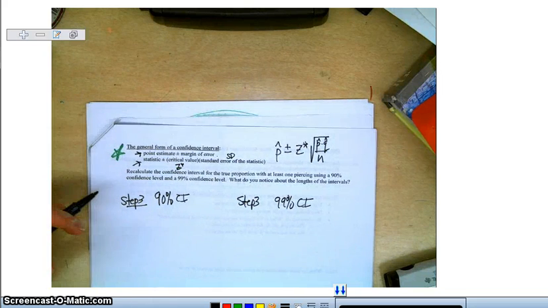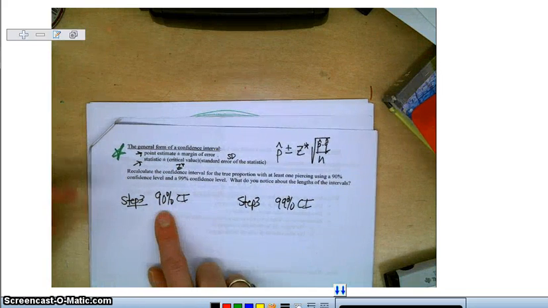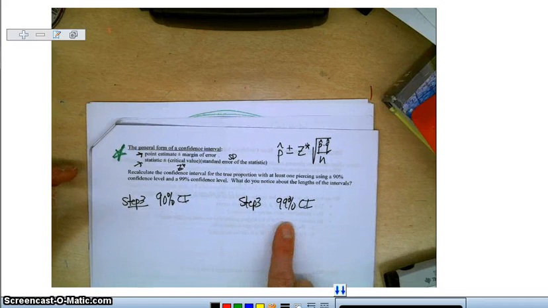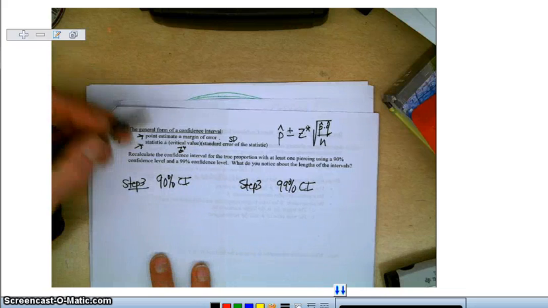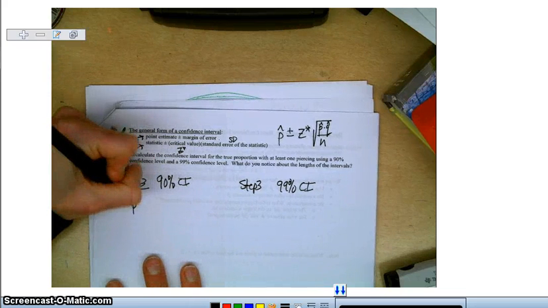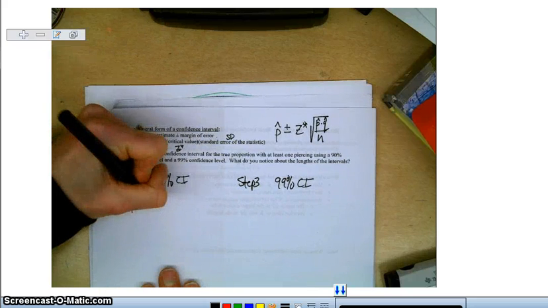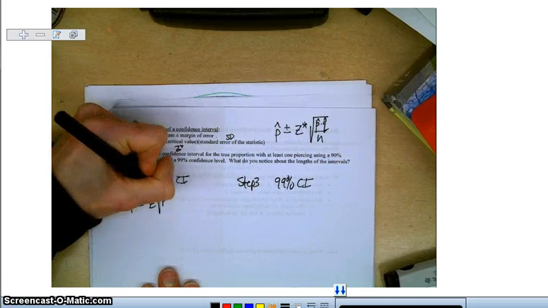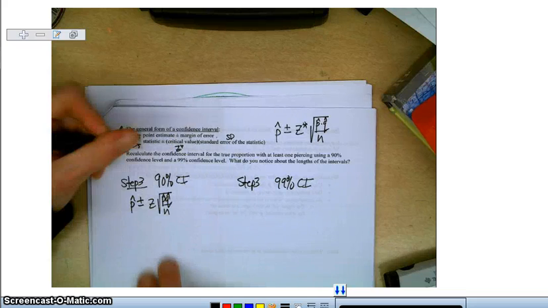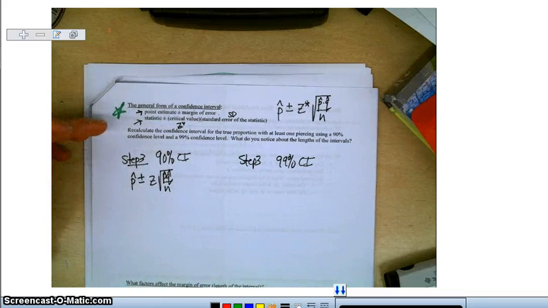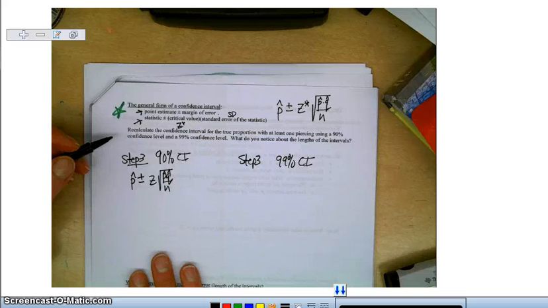Now when you name the type of confidence interval, this would be called a 90% Z interval for p, and a 99% Z interval for p. All right, so to calculate it, we're going to take our point estimate plus and minus Z times the square root of p hat, q hat over n. So that'll be the same formula we use for both of them. So what was our point estimate?